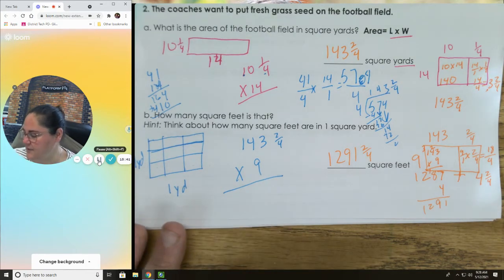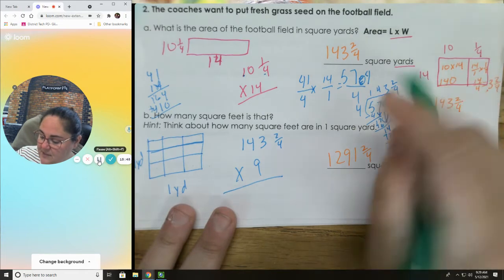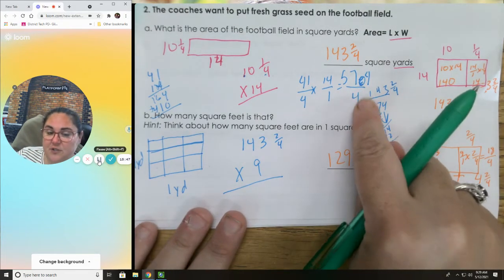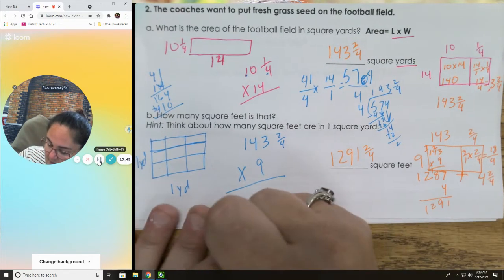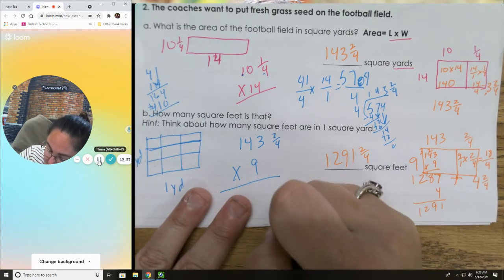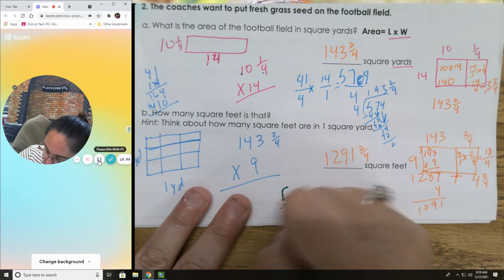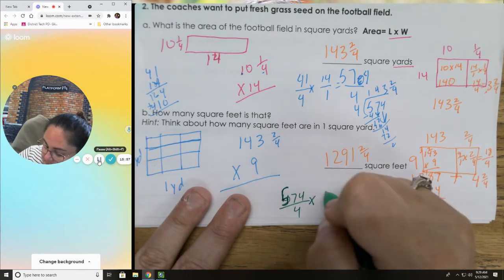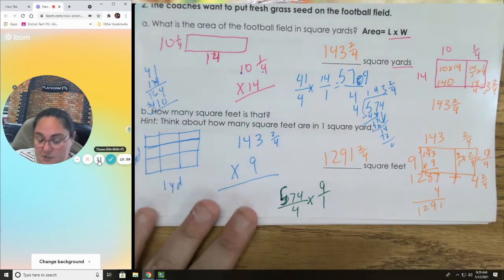All right, let's do it the other way. Some people like the other way, so we're going to go ahead and do it. I'm going to use this one to help me. It was originally 5 and 3/4, and I'm just going to do it over here. 5 and 3/4 is 23/4 times 9/1. Let's do the math.